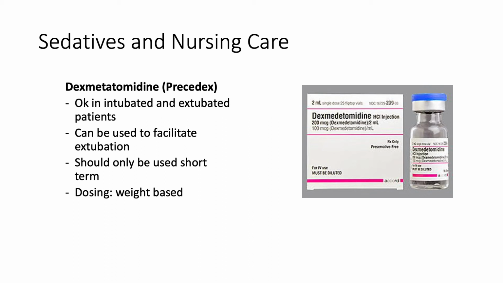So dexmedetomidine is a really good choice when we need a patient to be calm, but we do not want to knock out their respiratory drive. Dexmedetomidine should typically only be used for the short term. Some sources recommend only up to 24 hours, others say up to 72 hours or less. And dexmedetomidine is also dosed based on the patient's weight. So just like propofol, we need to make sure we have an accurate weight before beginning the drug.